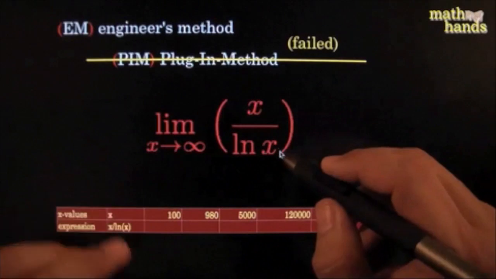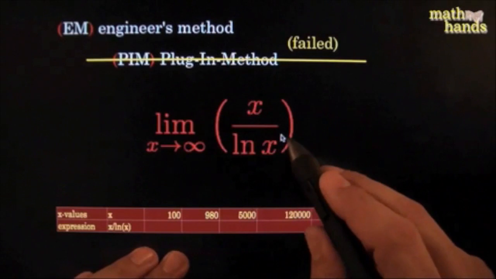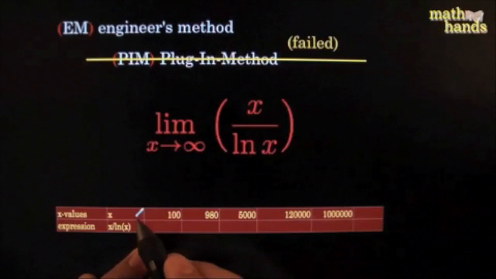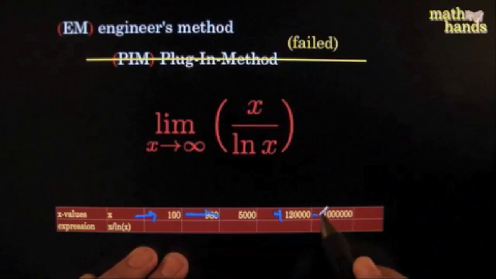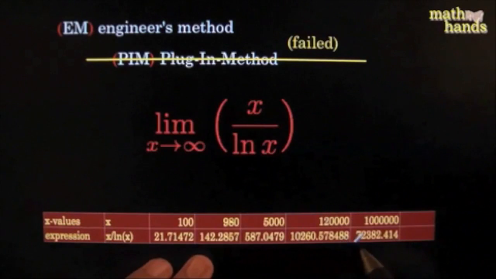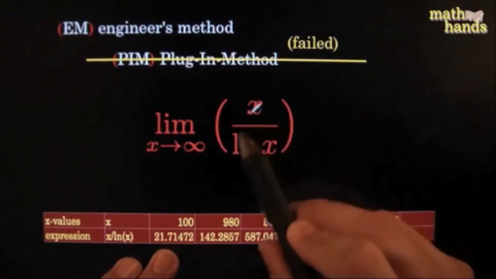Anyways, we tried the engineer's method on this one, and we observe the x's. We make a little chart here. X's are going towards infinity, and we try to observe exactly what the y's are doing. And let's look at the expression.